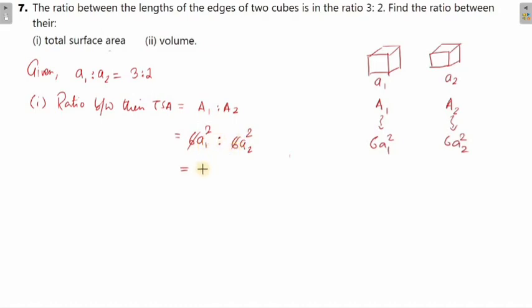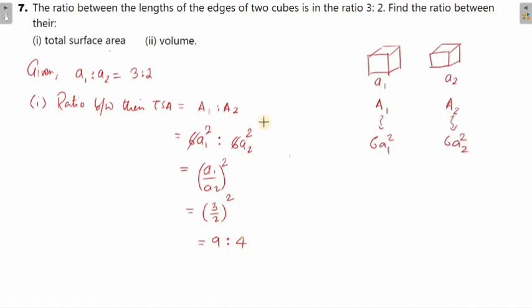So can I write this as (A1 by A2) whole square? Can I do this? Definitely, because you know 2 represents division. So A1 by A2 is given to be 3 by 2, isn't it? So (3 by 2) square is how much? 3 square is 9, 2 square is 4. So that means the ratio between their total surface area is going to be 9:4. So this is my first answer.